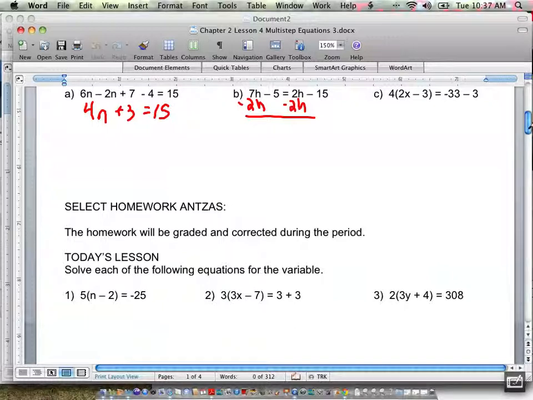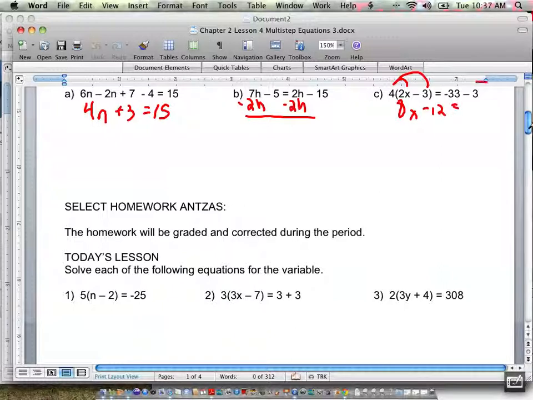However, yesterday we started talking about distributive property, and we did some equations that had distributive property as part of the equations. When I see a 4 outside of parentheses and more than one thing in the parentheses, I always want to distribute. So what is 4 times 2x? 8x. What's 4 times negative 3? Careful. Negative 12.